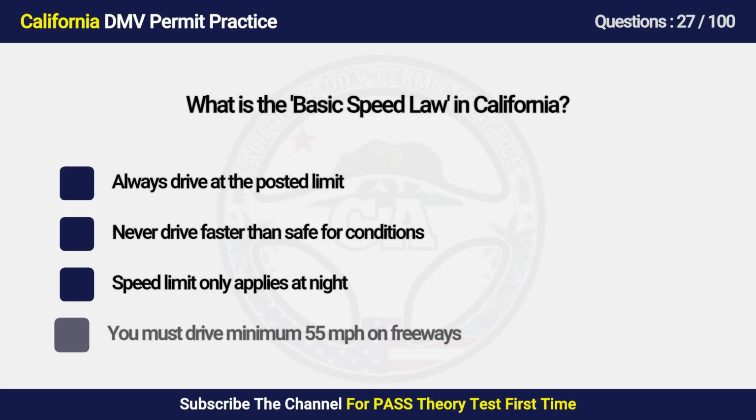Question 27. What is the basic speed law in California? A. Always drive at the posted limit. B. Never drive faster than safe for conditions. C. Speed limit only applies at night. D. You must drive minimum 55 on freeways.